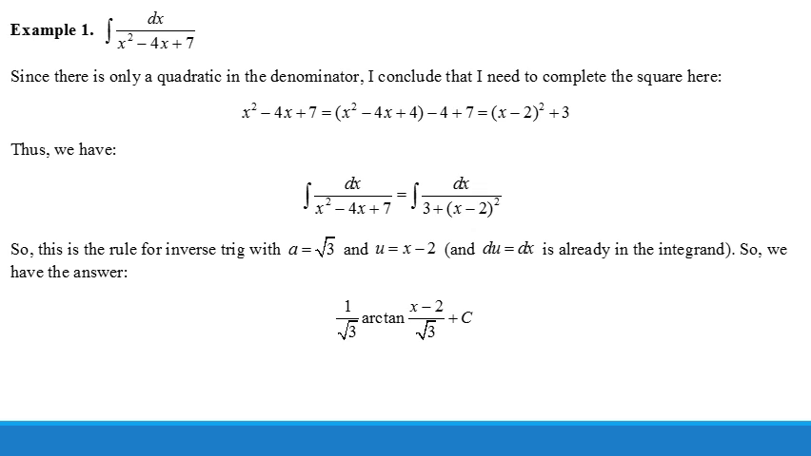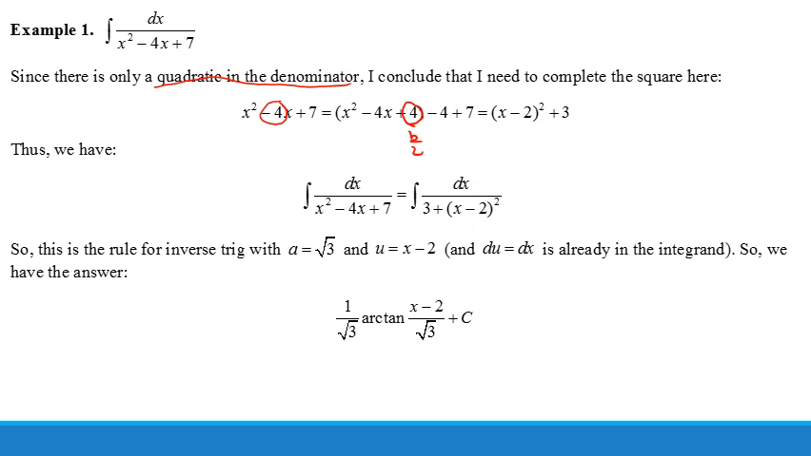Okay, so here's example 1 where we have to use completing the square. And the way that I know that is because there's only a quadratic in the denominator, and so that really kind of tells me that I'm going to have to use completing the square. Okay, so here's my b term. Half of that term is going to be 2, and when I square it, I get 4. So here's the 4 that really represents my b divided by 2.